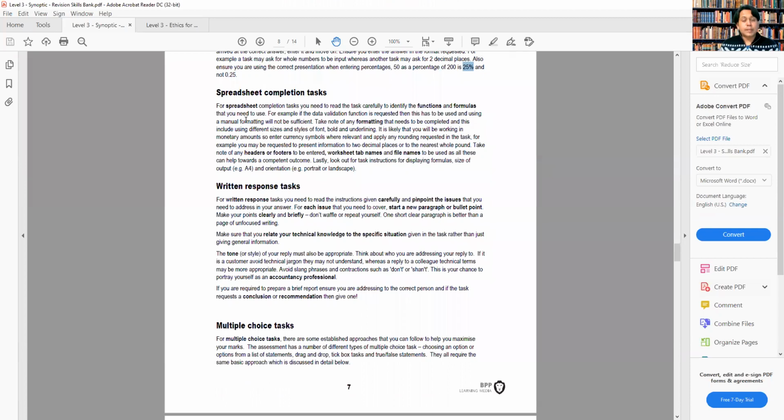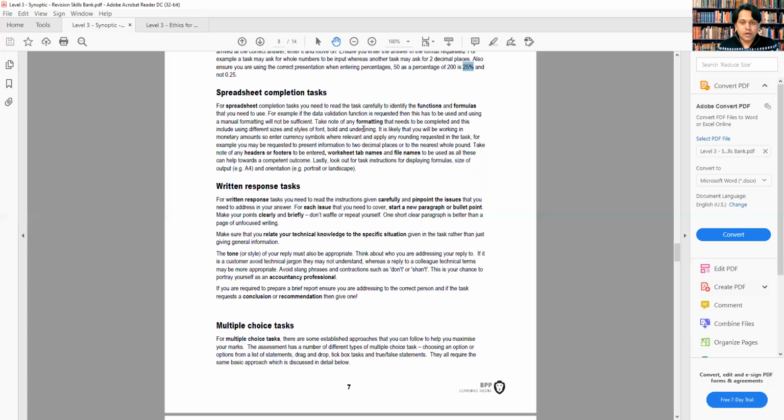Then a spreadsheet completion task. When you complete a spreadsheet completion task, you need to read the task carefully to identify the functions and the formulas that you need to use. For example, if the data validation function is requested, then this has to be used. Using manual formatting will not be sufficient.